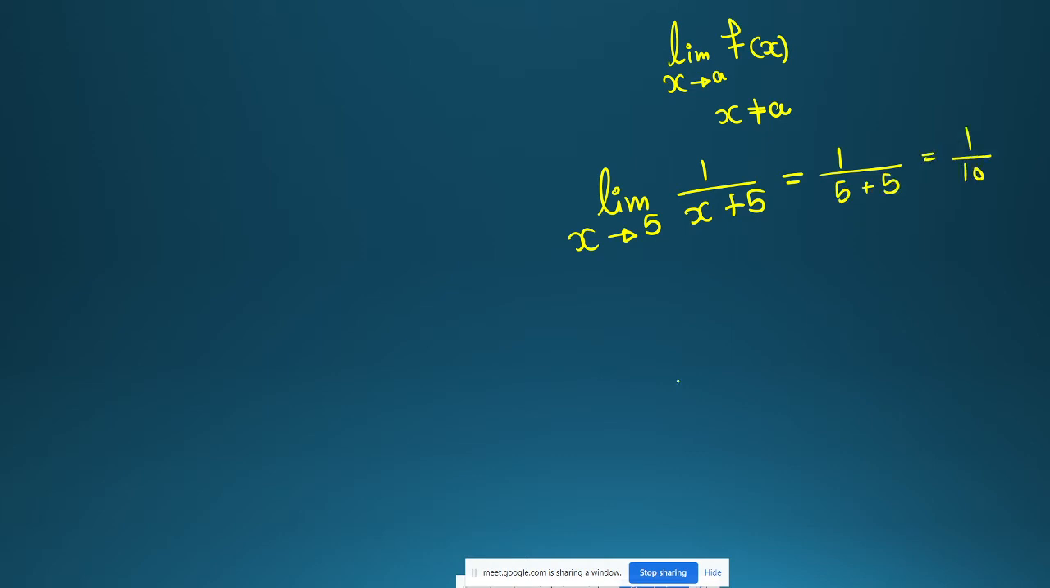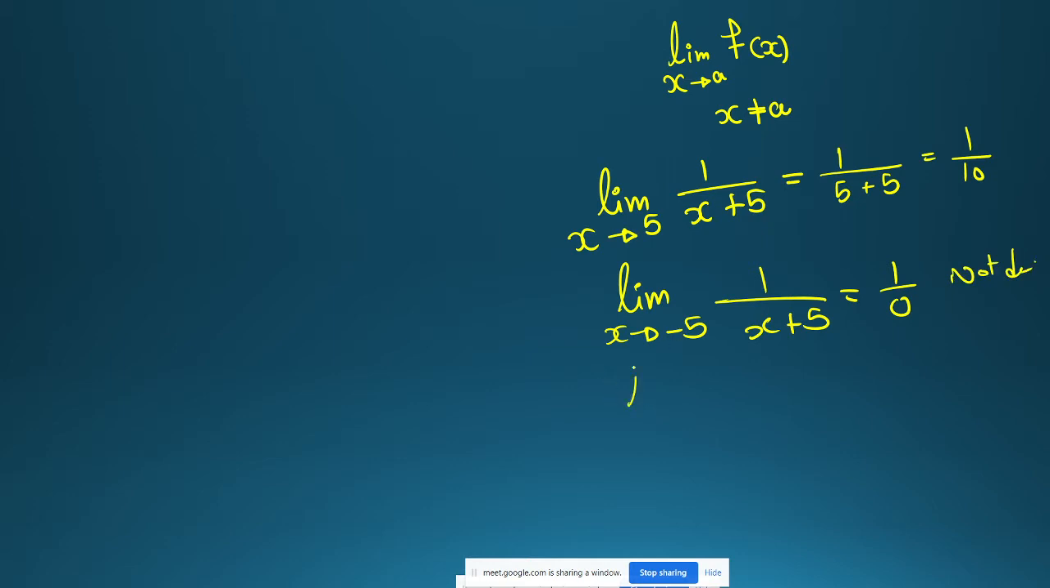Nothing else. Now suppose I ask the question like this: limit x tends to minus 5, 1 divided by x plus 5. Is it 0 at the denominator? If I put the limit, is it 0 in the denominator? Yes. So in that case, if I substitute it, what will I get? I will get 1 by 0, which is not defined.